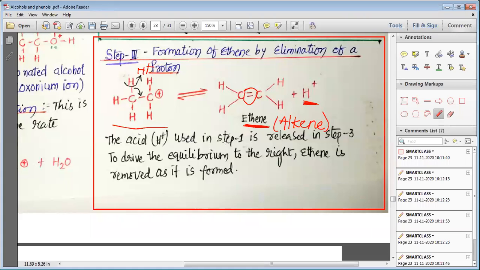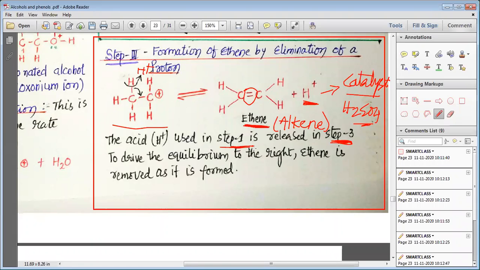The acid H plus used in step 1 is released in step 3. That is why we call it a catalyst. So we use H2SO4 as a catalyst, and this H plus from H2SO4 comes out as H plus and can be used again in the first step.